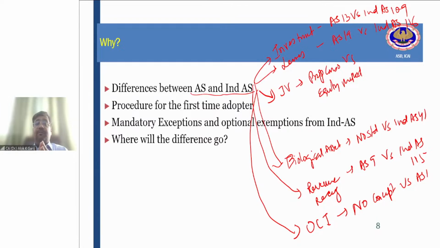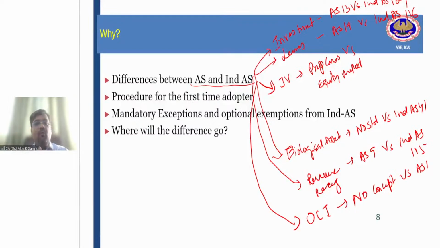So why Ind AS 101? Because there is a difference between AS and Ind AS. Ind AS 101 provides a procedure for the first time adopter. Who is a first time adopter? Who is adopting Ind AS for the first time? Who is preparing Ind AS financial statements for the first time? So it provides the procedure. What is the transition date? Ind AS 101 provides that. Who says that comparative date restatement is required? This Ind AS 101 says that, right? Who says that these are the deliverables in Ind AS financial statements? Ind AS 101 says that, right?